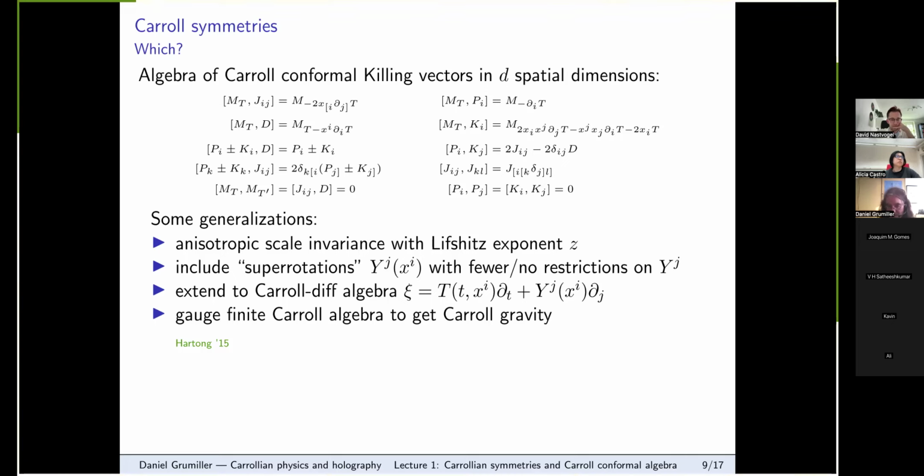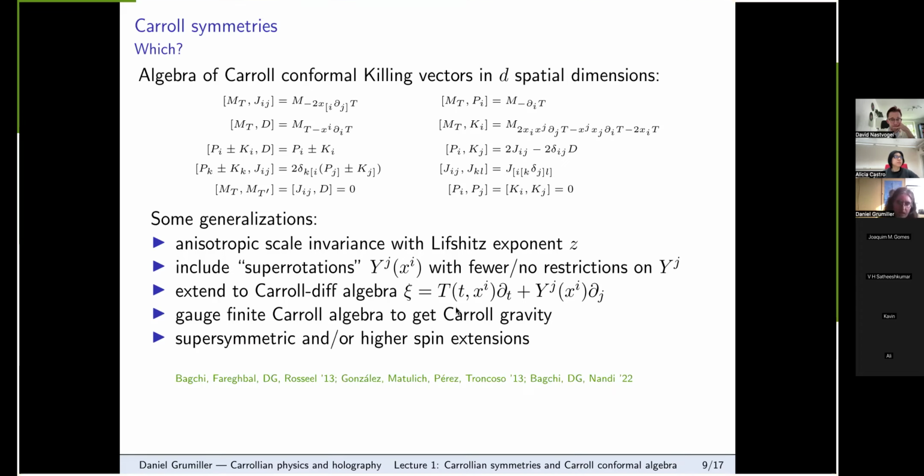And you can do the same with the Carroll symmetry. So if you gauge the finite Carroll algebra, you get Carroll gravity. And this was already done by Hartong more than a decade ago. Okay, then there are more generalizations and extensions, some of which you probably could have guessed. So you can make everything supersymmetric. I will not discuss this here, but it's more or less straightforward. And there are also higher spin extensions, and you can combine both of these generalizations.